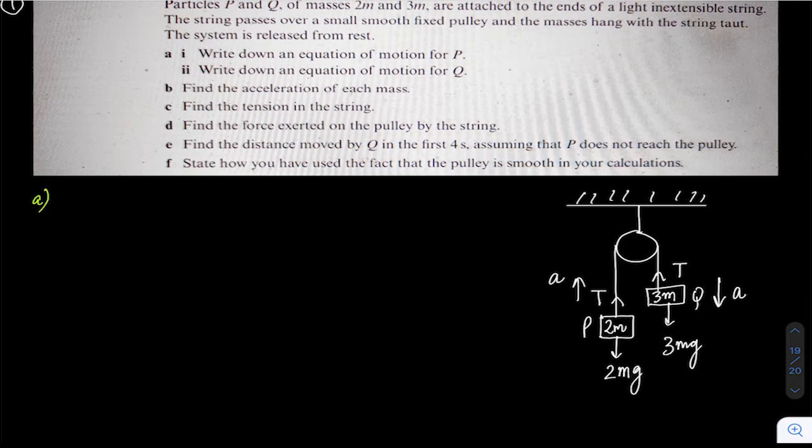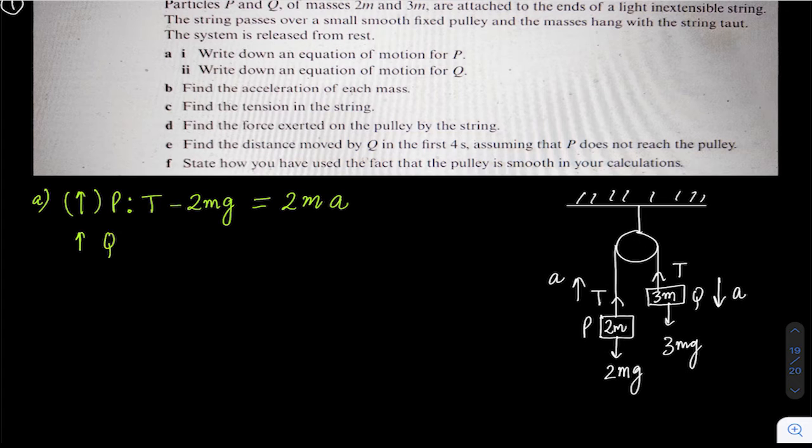First is, write down the equation of motion for P. So for P, as P is only moving in vertical direction, there is no horizontal direction motion and it is going upwards. So net force upwards in vertical direction. So what's the net force? Tension T minus 2mg. And this net force will be equal to mass into acceleration. And this is for P.